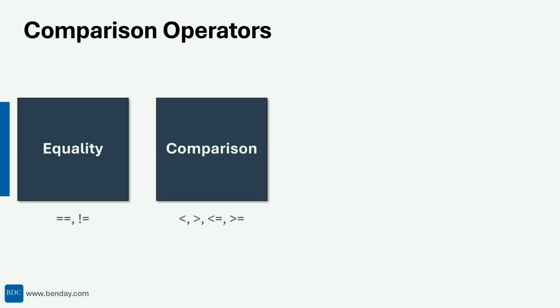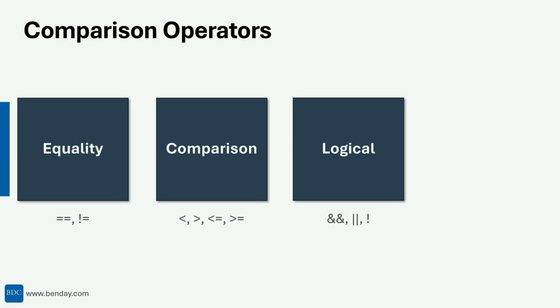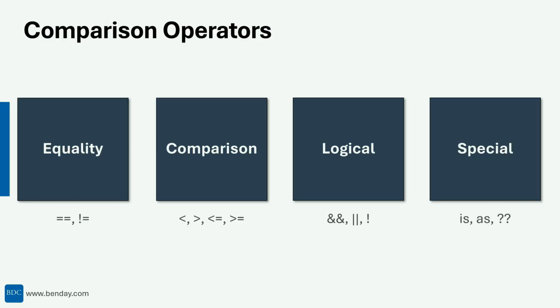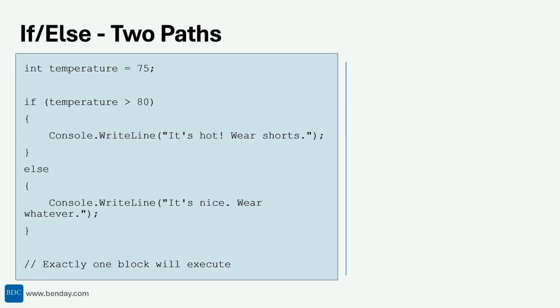Less than, greater than, and their or-equal-to variants. These work exactly like math class. Double ampersand means and, both must be true. Double pipe means or, either can be true. Exclamation means not. The is keyword checks types, as tries to cast, and double question mark handles nulls. We'll cover these later.